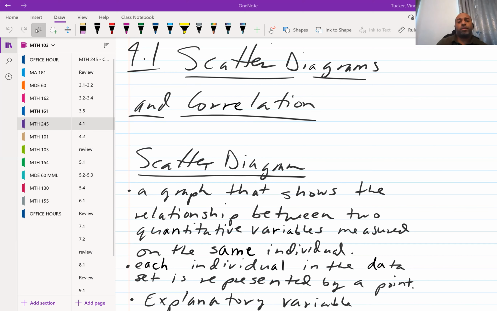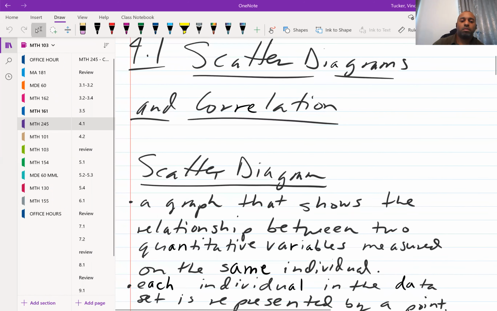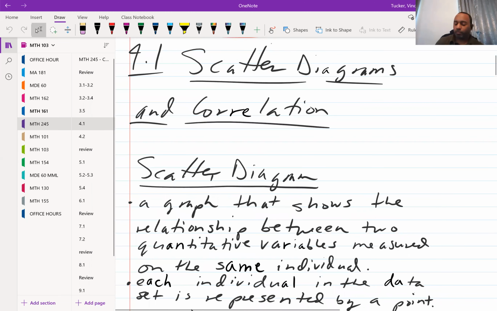So, scatter diagrams and correlation. A scatter diagram is a graph that shows the relationship between two quantitative variables measured on the same individual. Each individual in the data set is represented by a point. Give me a chance to write that before I scroll up.